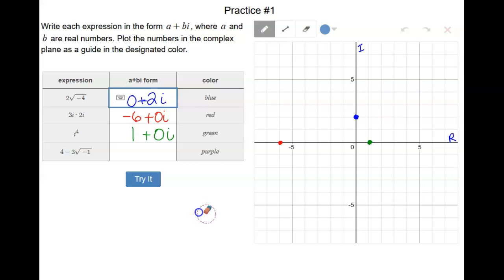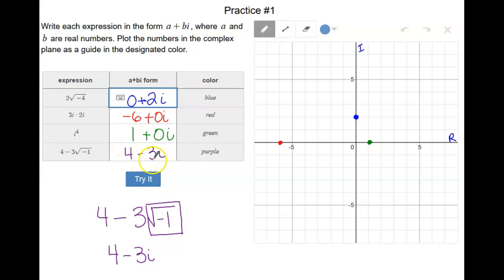And the last one that we're looking at is 4 minus 3 times the square root of -1. So remember, this is kind of our basic understanding of what an imaginary number is. The square root of -1 is i. So this would be 4 minus 3i.